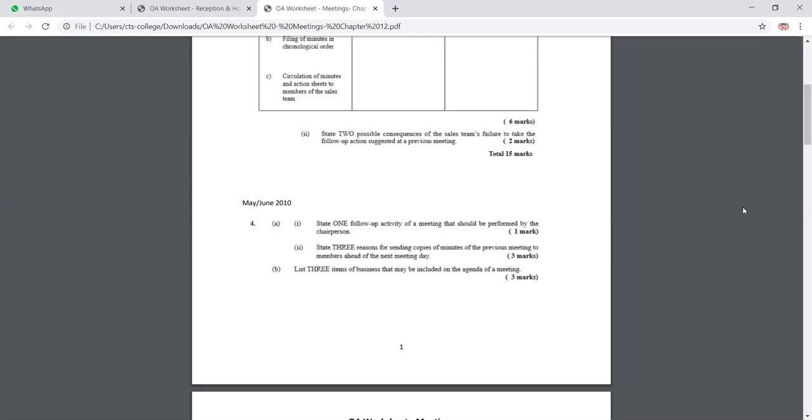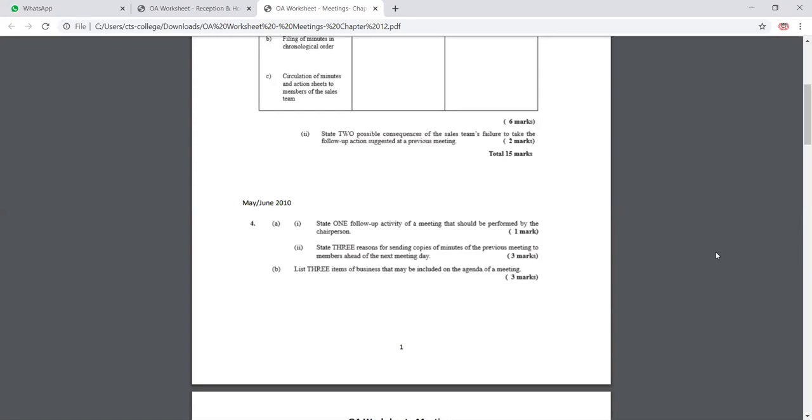Miss, are we finished with this? We're finishing it. We're just wrapping up the last question there. Okay, the next part. List three items of business that may be included on the agenda of a meeting. What are three items that can be included in the agenda of a meeting? Let me hear you guys. Three items of business that may be included on the agenda of a meeting.